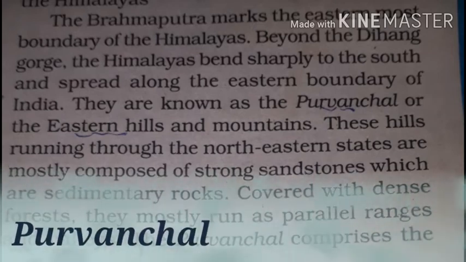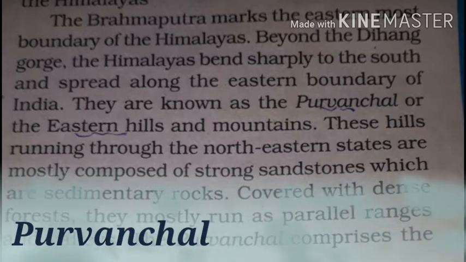Brahmaputra marks the easternmost boundary of the Himalayas. It is the eastern part of the Himalayas range. Beyond the Dihang Gorge, the Himalayas bend sharply to the south and spread along the eastern boundaries of India, up to the eastern boundaries of India. That's why they are also known as Purvanchal or eastern hills and mountains, because of their eastern location. In Hindi it is called Purvanchal.